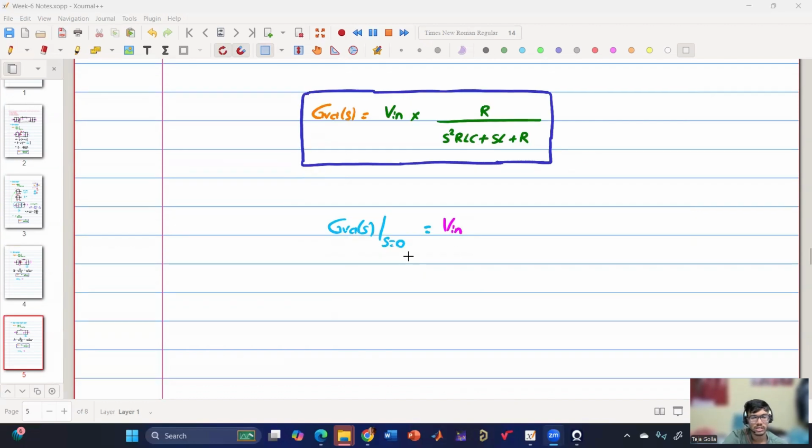And we have also seen at DC, the ratio between the output voltage and duty ratio is V, which is what we are supposed to get. And we have gotten this for a buck converter.